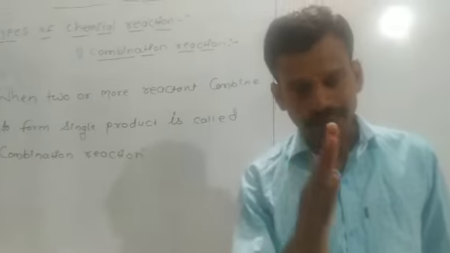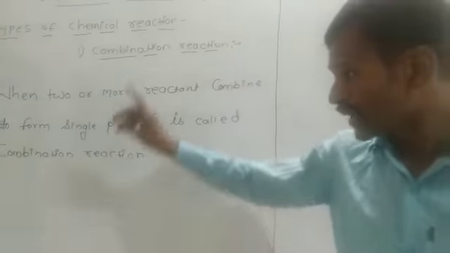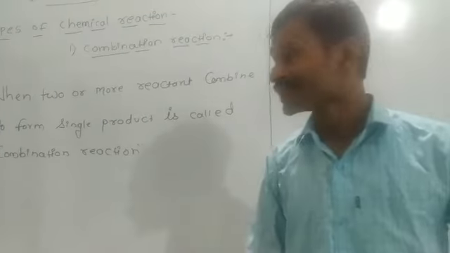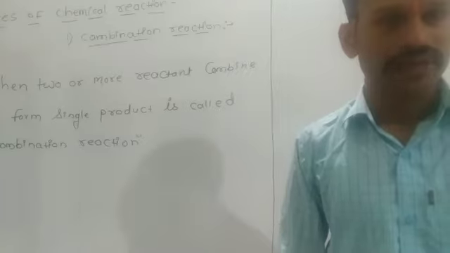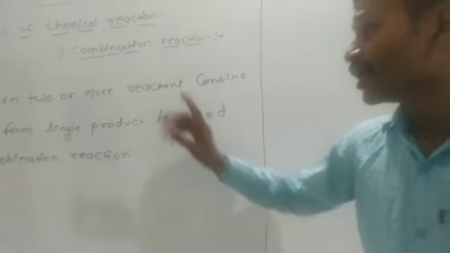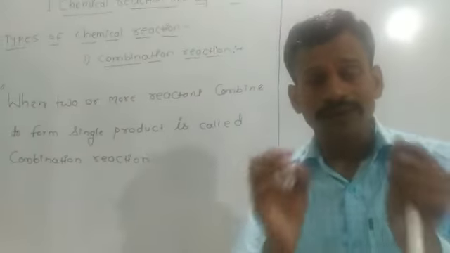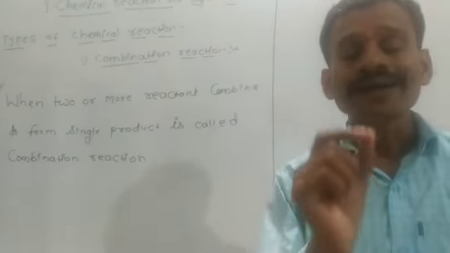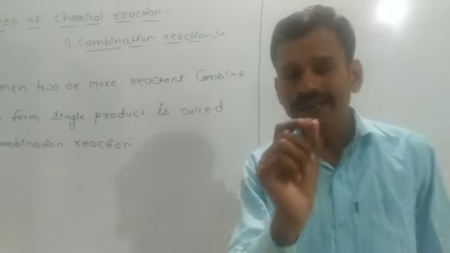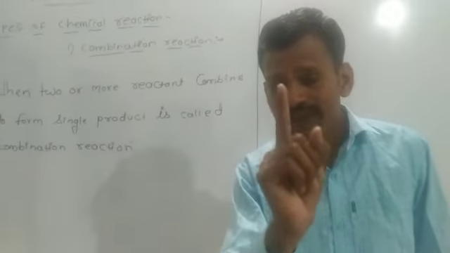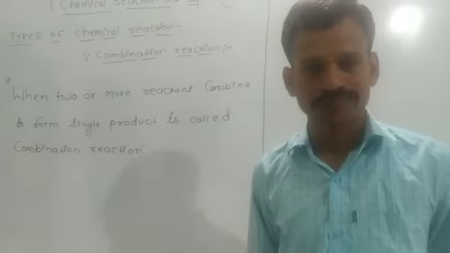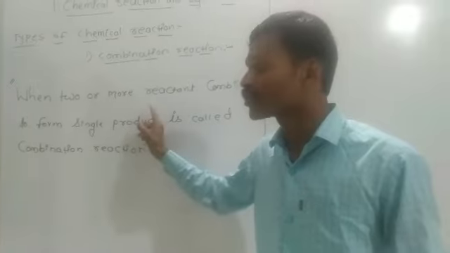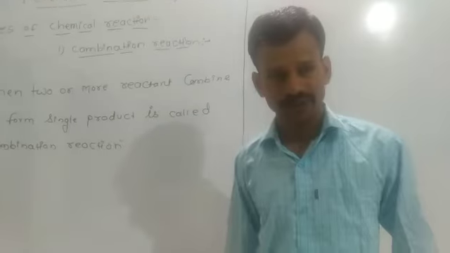In a chemical reaction, you already know the reactant part and the product part. When 2 or more reactants combine, and after combining these 2 or more reactants, only one single product is formed, then it is called the combination reaction.